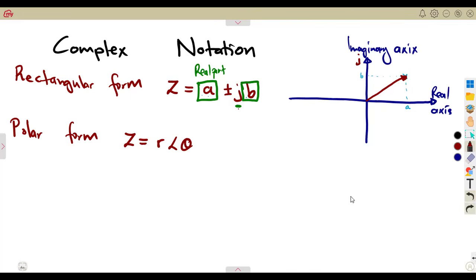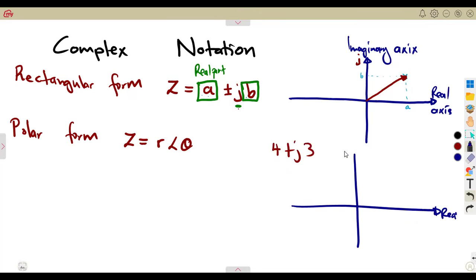Considering that these are numbers now, we know these from our N formats. Let's say we have 4 plus j3 like this. It means we are going to have the real axis and the imaginary axis where we have our j like this. The 4 is positive, so we are going to have it this side. The imaginary part being positive also, maybe somewhere there. So the 4 going this side, the 3 going up. As you can see, these two will meet at a certain point here.